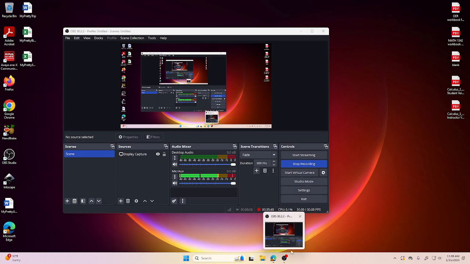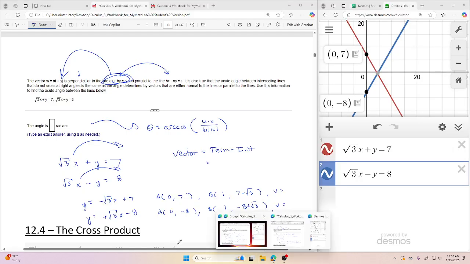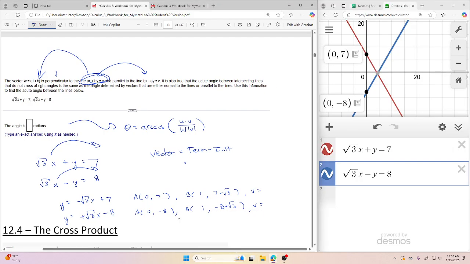We already know the formula. Terminal minus initial. Terminal minus initial. Orbital minus initial. And I'm doing this super crude, but it will work. So I'm going to go B minus A essentially.